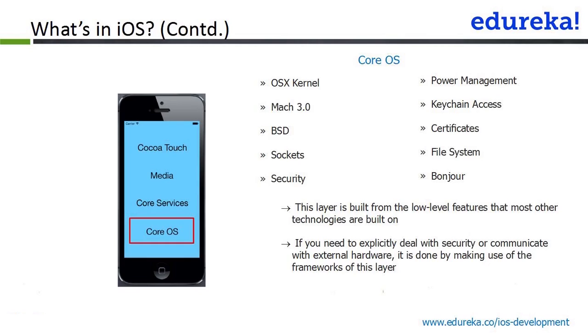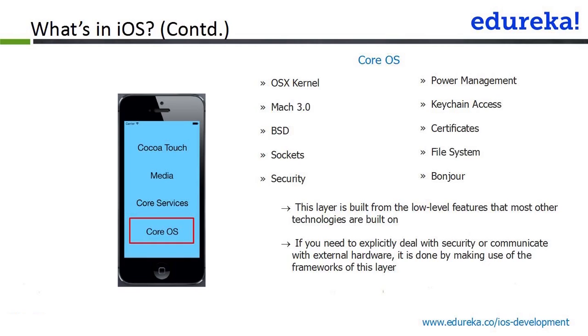Certificates, file system, and Bonjour. Bonjour is used for address assignment, service discovery using DNS. So your applications like iTunes use this to do any kind of service discovery, to find shared music. And then iPhoto uses it to discover shared photos, and so on and so forth. So all these comprise the core OS layer.